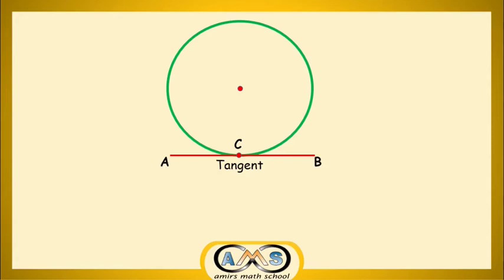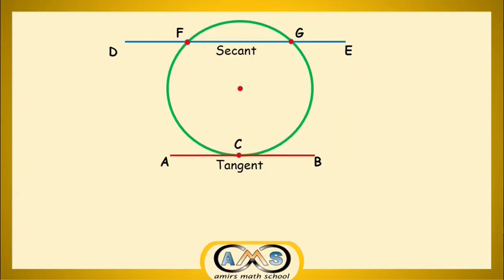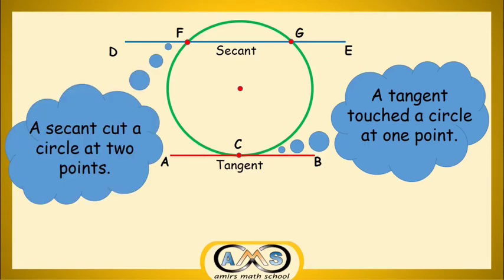So this AB is a tangent for this circle, and this line DE intersects the circumference of the circle at 2 points, that is F and G. This DE is called a secant of this circle. A tangent touches a circle at 1 point, and a secant cuts a circle at 2 points.